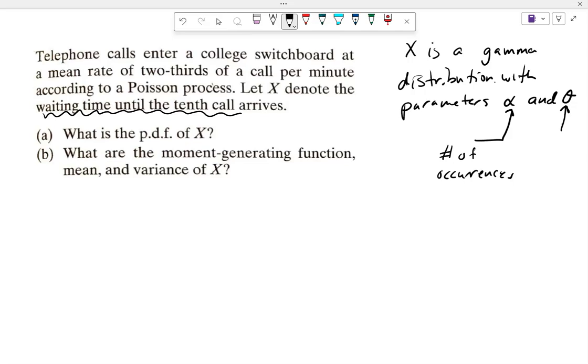Generally speaking, though, alpha doesn't have to be an integer. It depends on what you're trying to model with the distribution function. Your alpha could be 7.5. It could be square root of 2. It could be any value you want it to be.